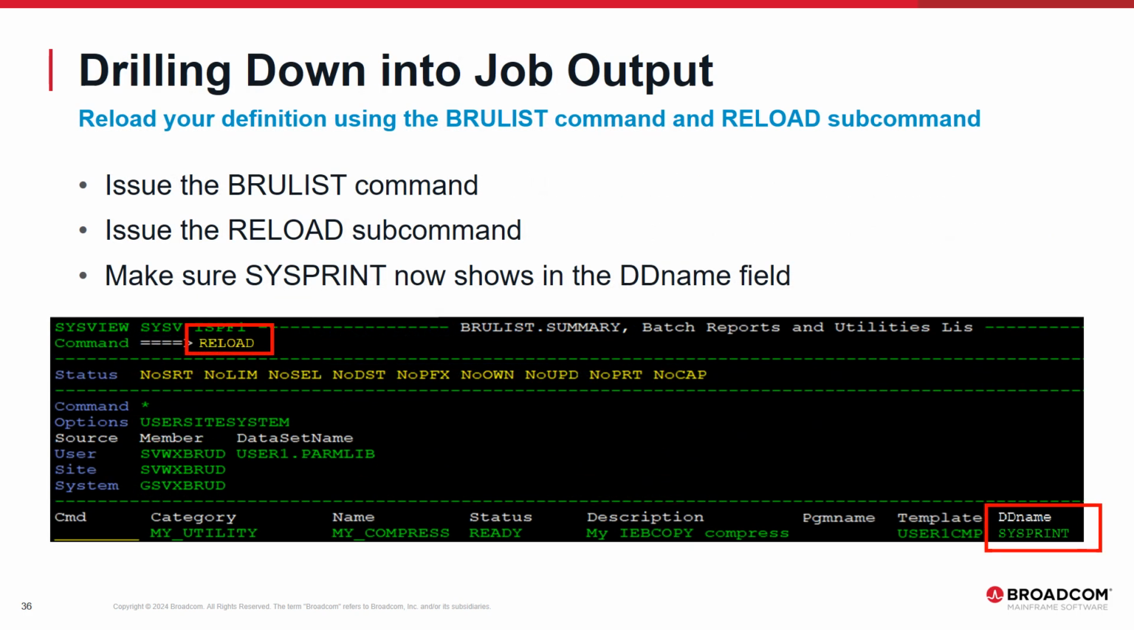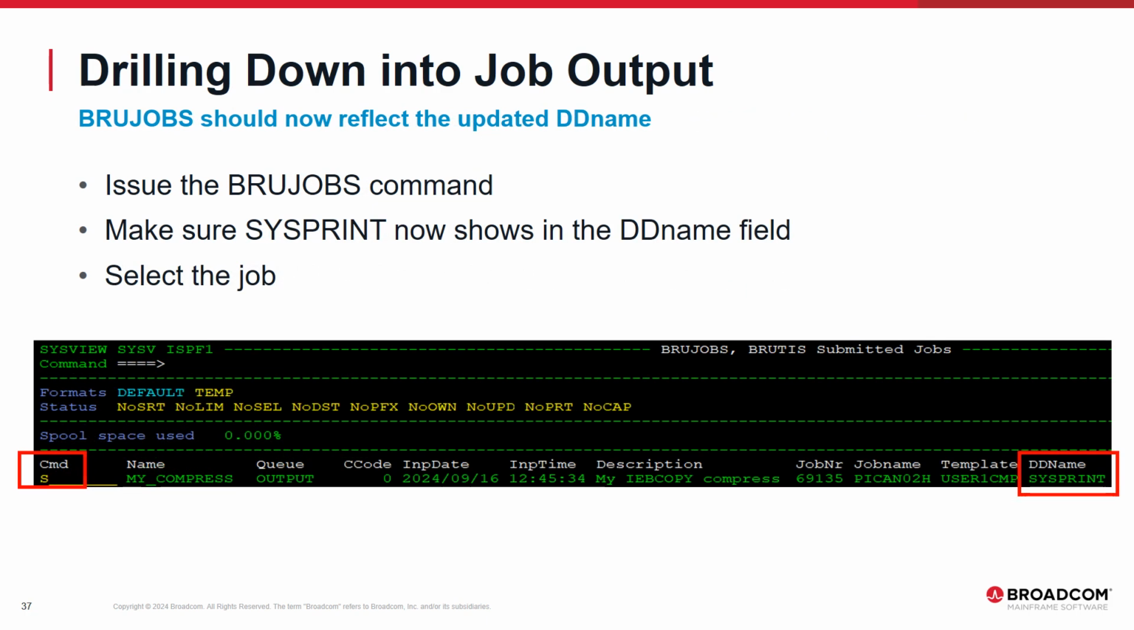Once you have made your update to the definition, issue the BRUTIS command. You should see the DD name field filled in with sysprint. If not, then issue the reload subcommand to rebuild your BRUTIS definitions. Note, you will only have to reload your definitions while you are making updates. Next, issue the BRUJobs command. The updated DD name should be reflected here as well. Finally, issue the select line command to see the sysprint output.